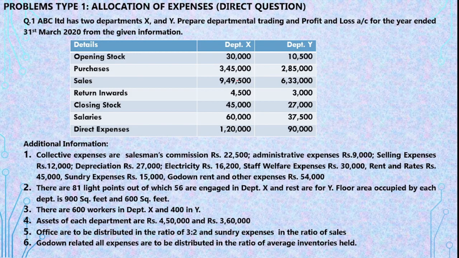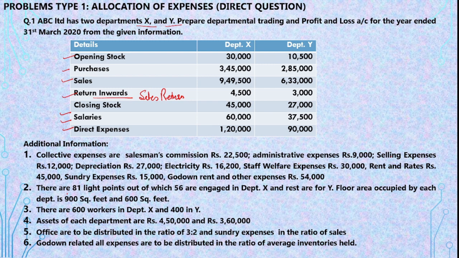Let us understand this with one example. There are two departments, X and Y. Prepare departmental trading and P&L account for this year. Opening stock: this is the information for individual departments. Purchases, sales, return inward. Is return inward purchase return or sales return? Yes, it is sales return. Inward means the return is coming into the business. Then closing stock, salaries, direct. These are all separate expenses. Then you have collective expenses like salesman's commission, administrative expense, selling expense and all.